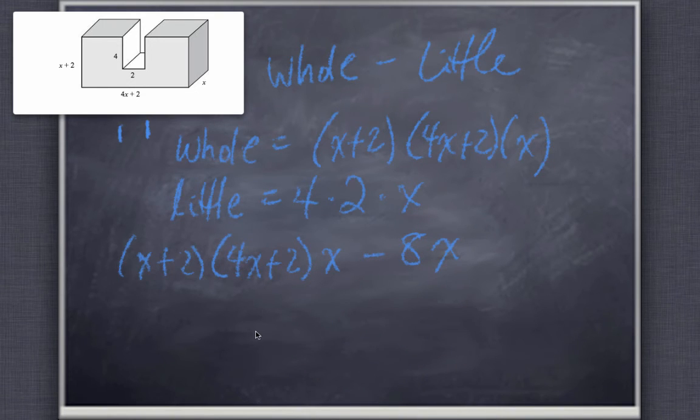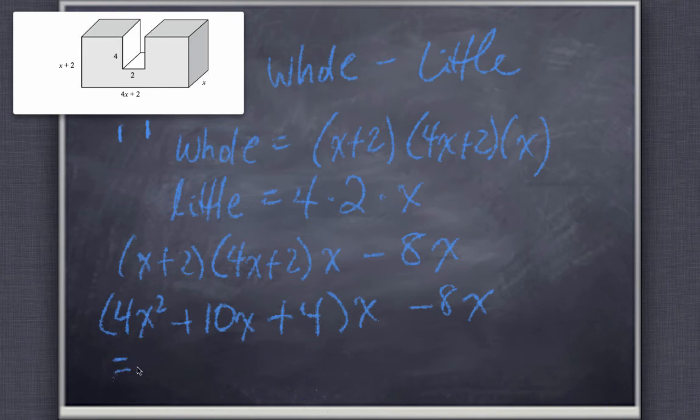I'm going to FOIL this, and then I'm going to just, well, I guess I'll do it in 2 steps. So foiling these first two, 4x times x is 4x squared, plus 8x plus 2x plus 4. So this is 4x squared, and then cubed, plus 10x squared, so I'm putting the x through now, plus 4x minus 8x.